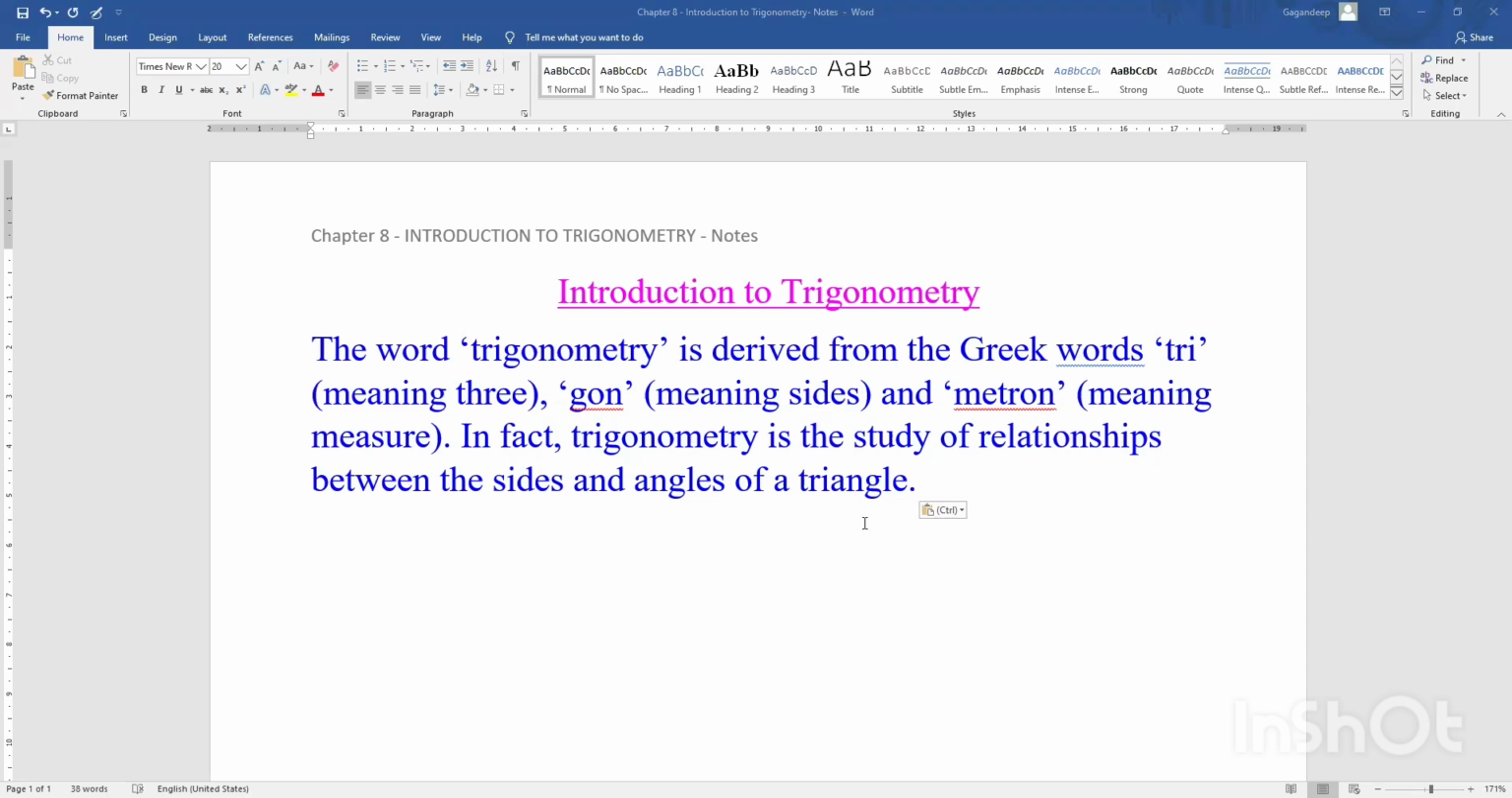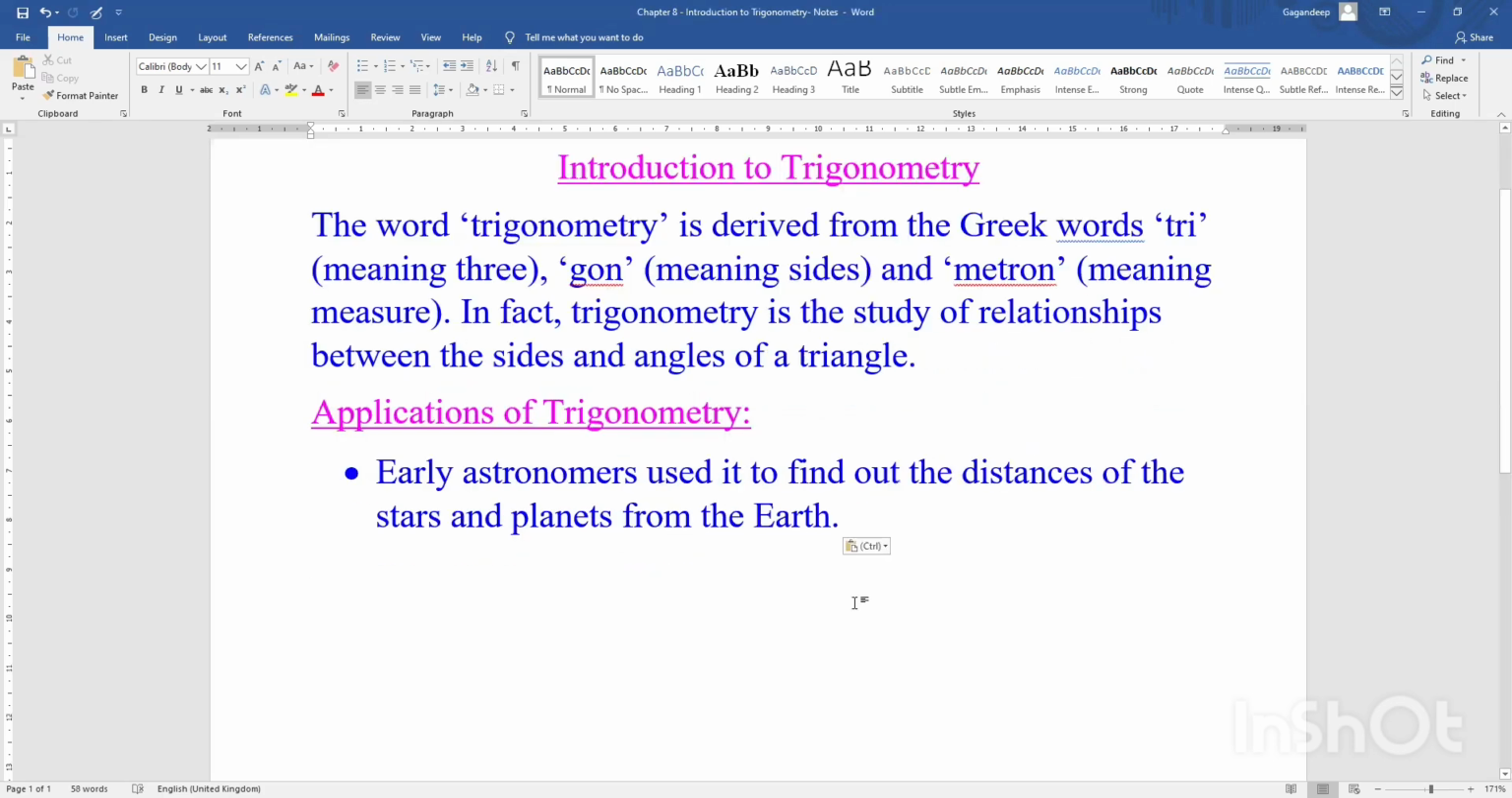Now where is this applied? Where do you use trigonometry? Let's see the applications of trigonometry. The first point I want to discuss is that early astronomers used it to find out the distances of the stars and planets from the Earth.